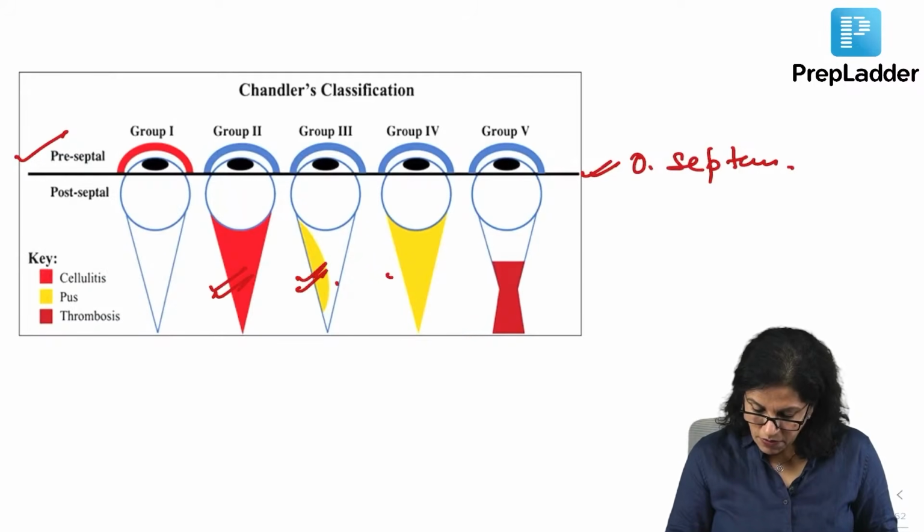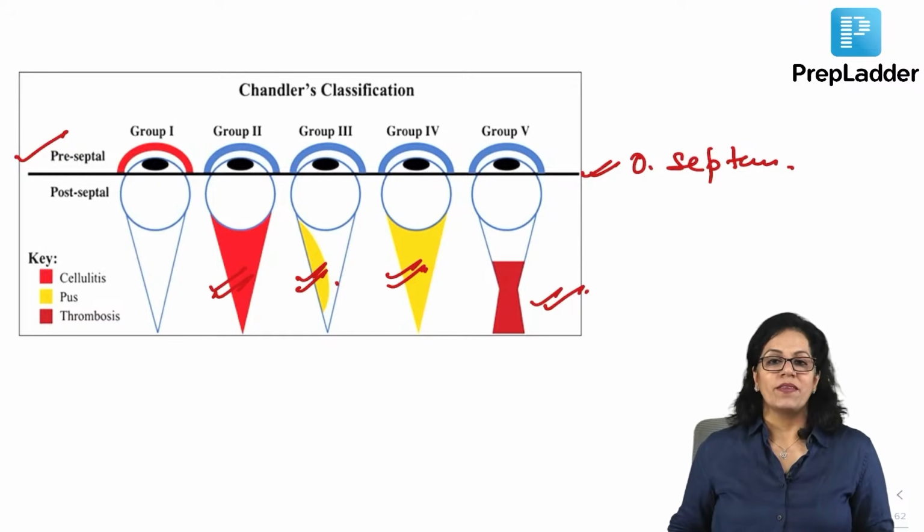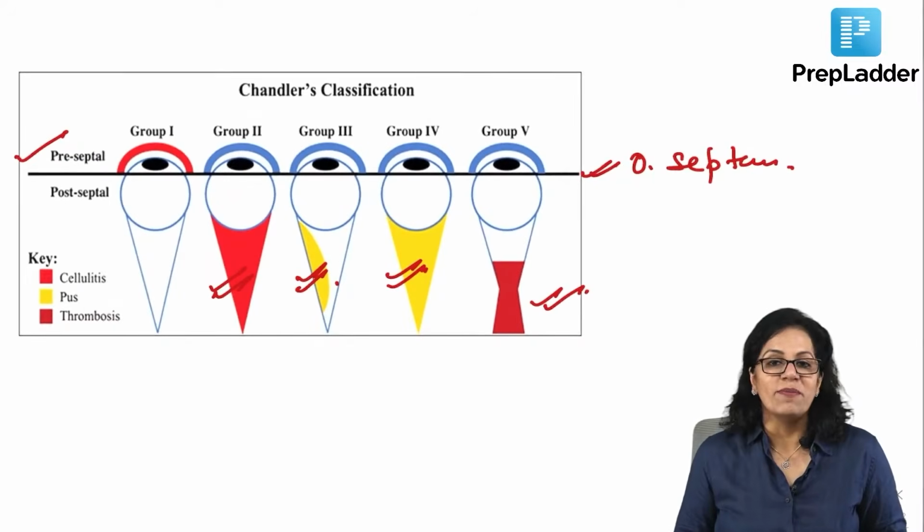Pus collection and abscess formation, which can involve the whole orbit, and finally the thrombosis. Okay? So now we are clear and we will not make a mistake.